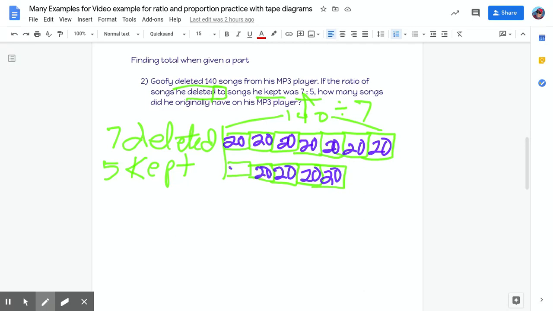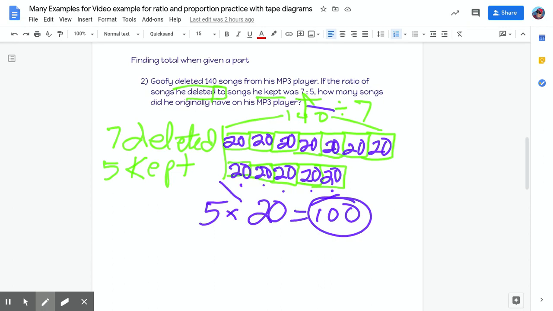All right. Now, it says, well, how many songs do you originally have? Well, this is what he kept, so let's figure that out. 5 boxes times 20, our factor of change, times our 5 boxes gives us 100 that he kept, 140 he deleted. We want to know how many he had to start.